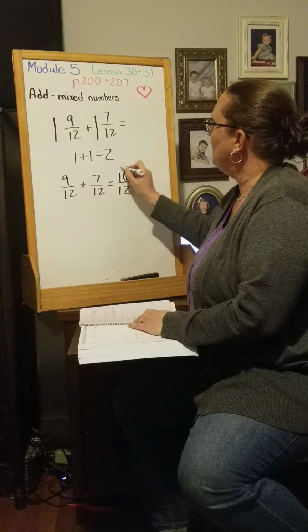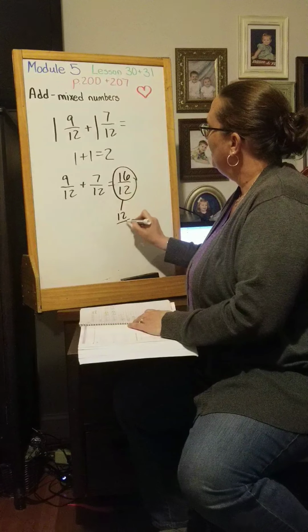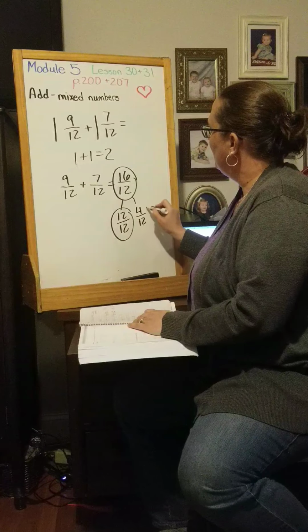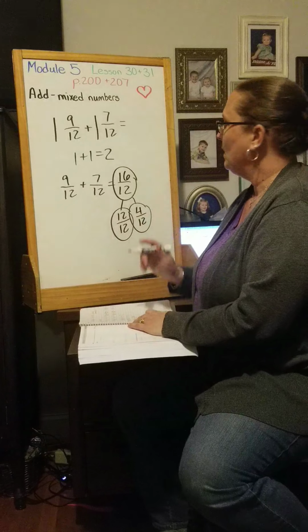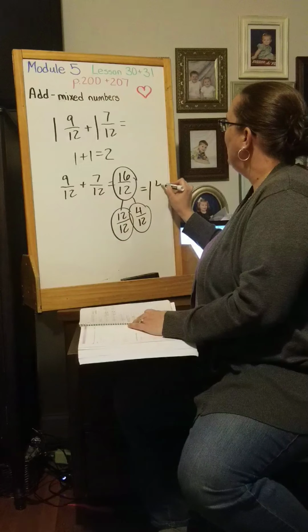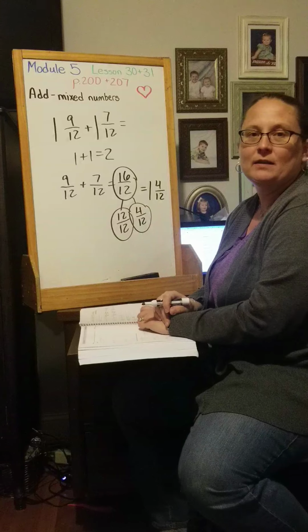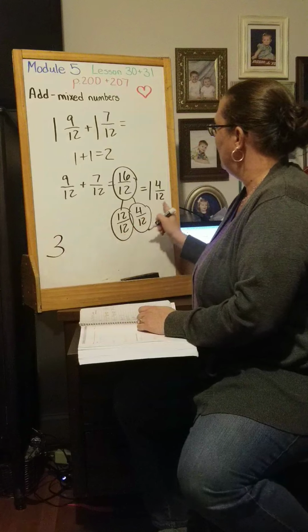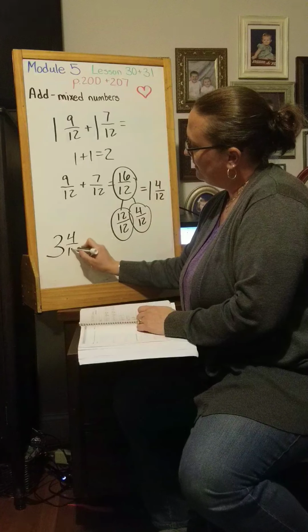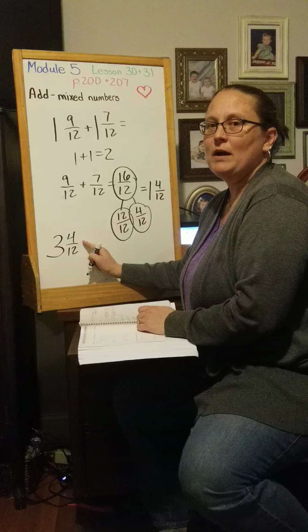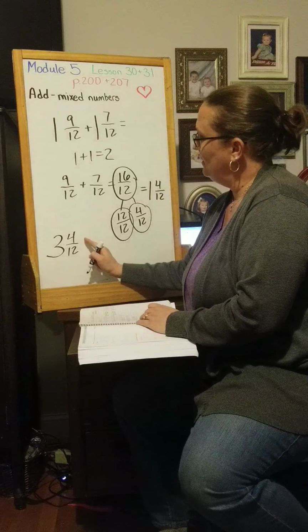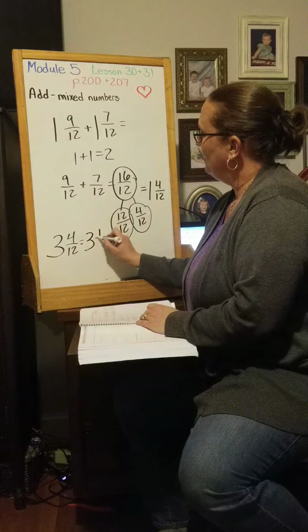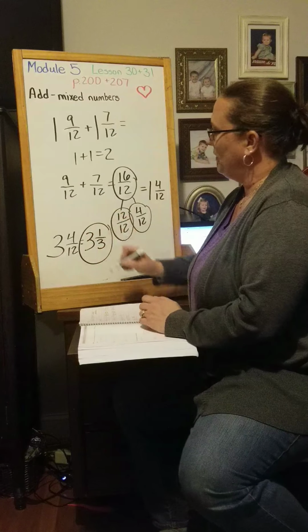So we have 16/12, which I know is greater than a whole. So we have 12/12 plus 4/12. Okay? So we have 1 whole and 4/12. Again, you've got 2 wholes plus 1 whole, so we have 3 wholes and 4/12. And 4/12 is equivalent to 1/3, isn't it? So we have 3 and 1/3. Okay?